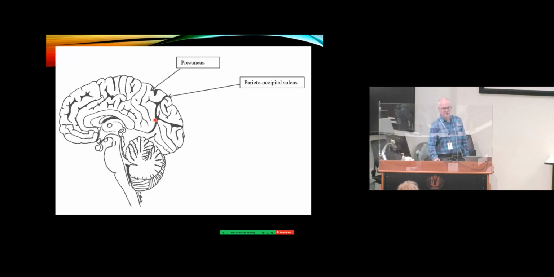Now in the medial portion of the parietal lobe, we have the precuneus right here, which extends all the way back to the parietal occipital sulcus. And the parietal occipital sulcus then divides the occipital lobe back here from the parietal lobe, which is this whole area here.